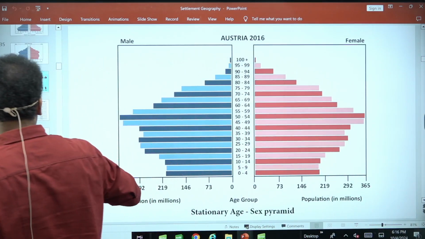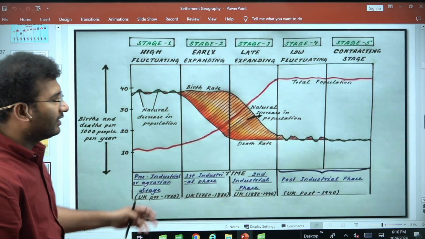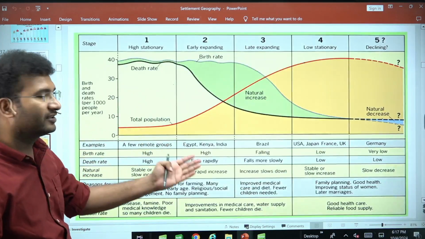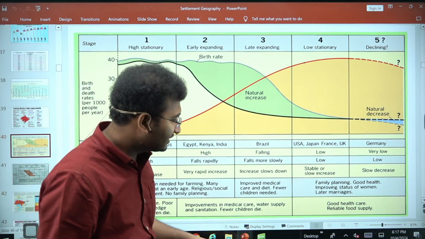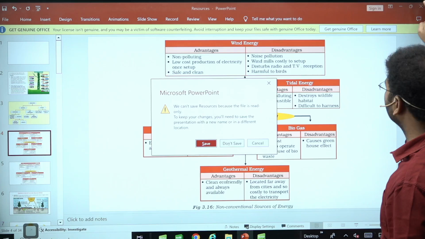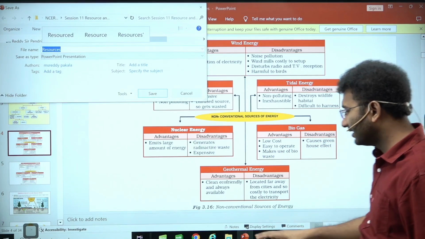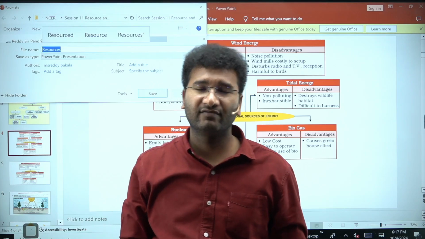Now this is what you are supposed to know. In the further topics, when I talk about Indian geography, I'll be discussing demographic transition theory in a detailed manner. This is what you are supposed to know about today's topic, and in the further themes I'll be discussing in detail the other upcoming themes of resources and development.